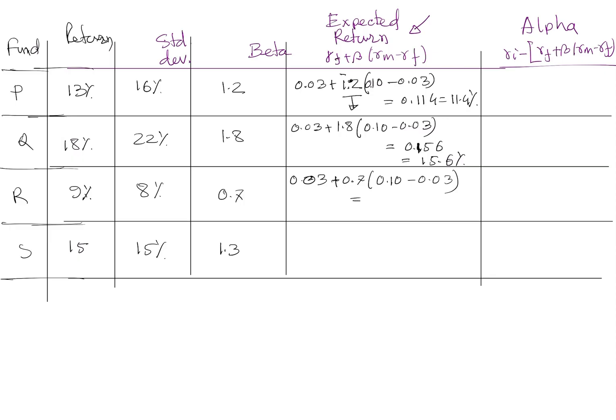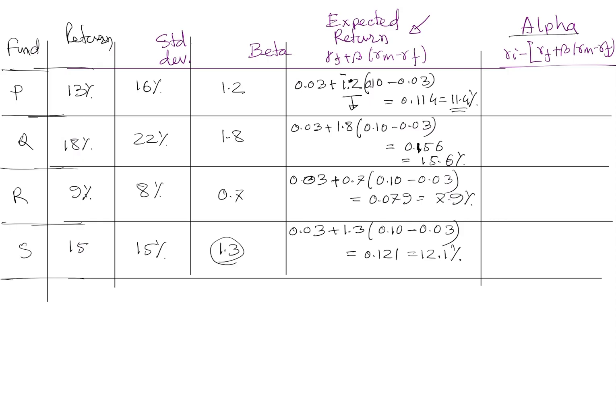So this will give us 0.079 or 7.9%. For S, the beta is higher than P, but lower than Q. So we expect a return in between 11.4 and 15.6. So that one will give us 0.03 plus 1.3 is the beta, 0.10 minus 0.03. And this is 0.121, which is 12.1%.